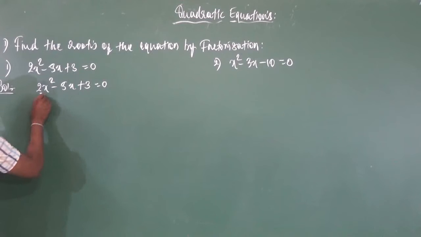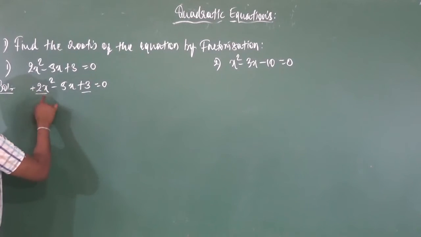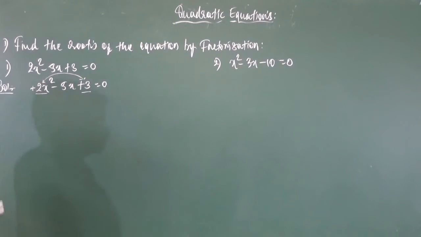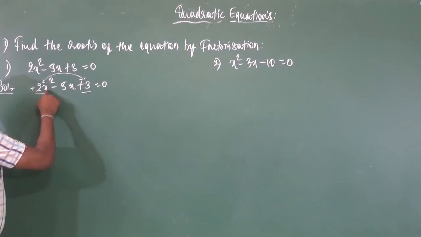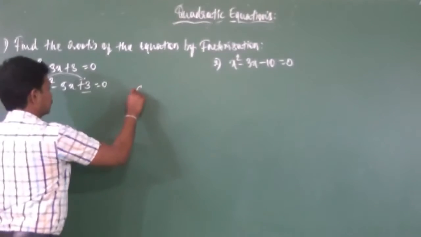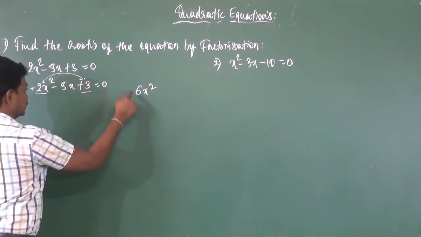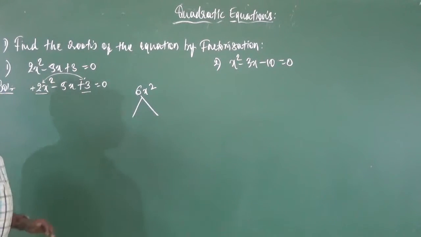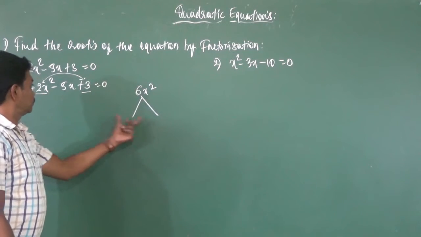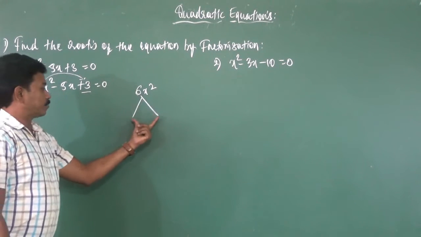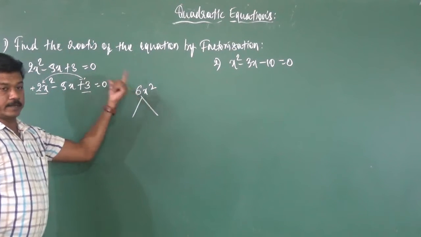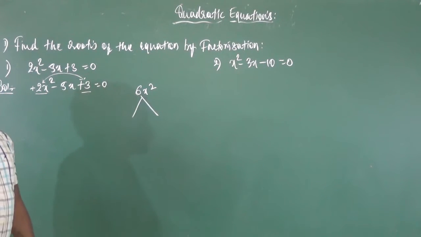So now select these two extremes, that is 2x square and plus 3. Multiply these two. I hope you are getting that. You had done it earlier in your previous classes. 2x square into 3 becomes 6x square; 2 into 3 is 6, x square remains. So you have to split this 6x square into two terms such that the sum of these two terms should be equal to minus 5x, and the product of these two terms should be plus 6x square. So you have to search for those two terms, right?